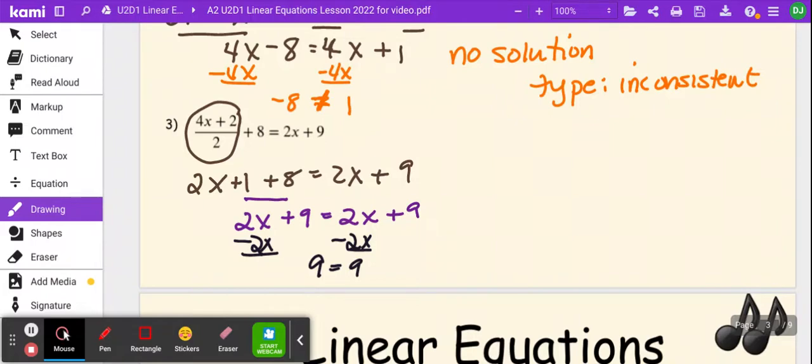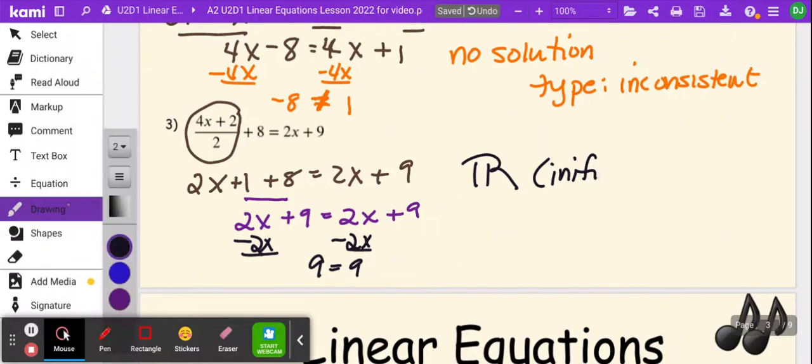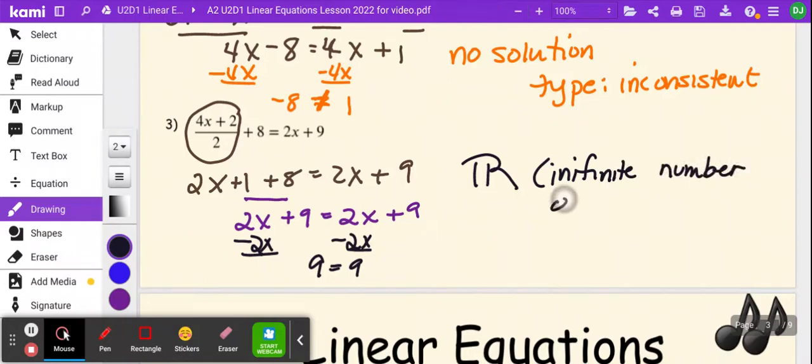So this actually says that all real numbers is the solution. There's an infinite number of solutions. Any real number I put in is going to work.